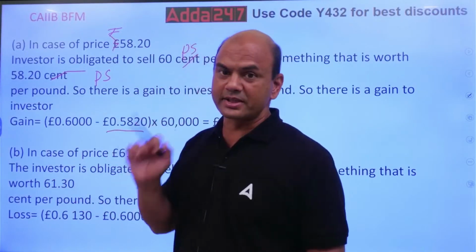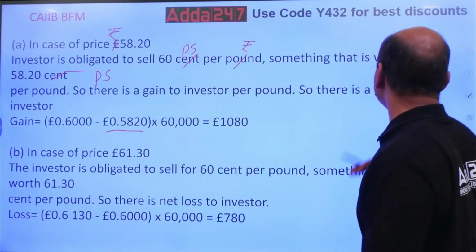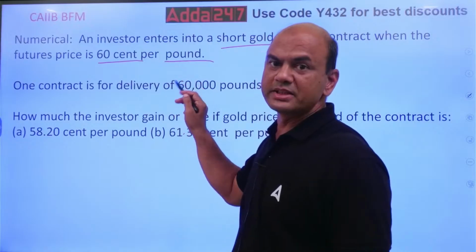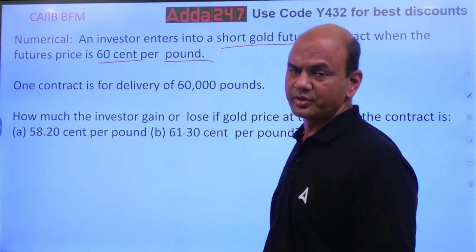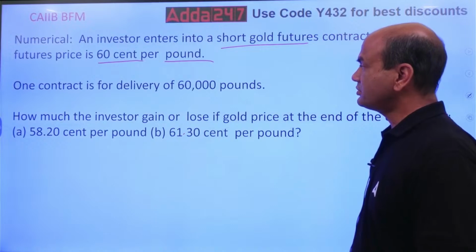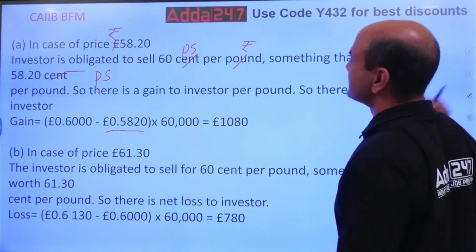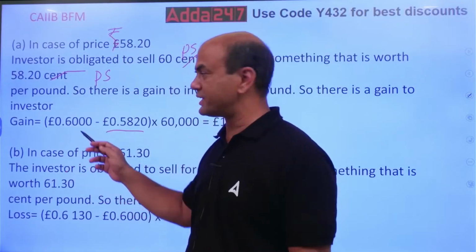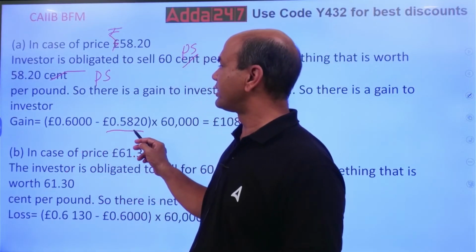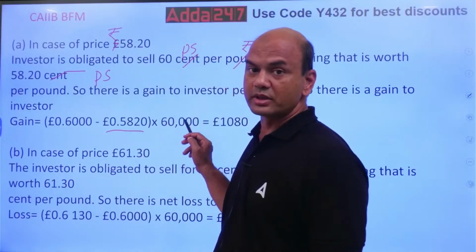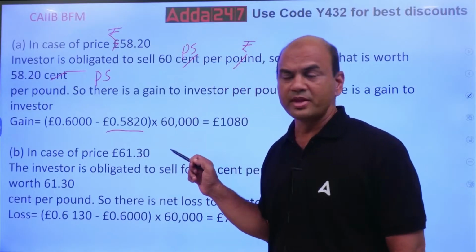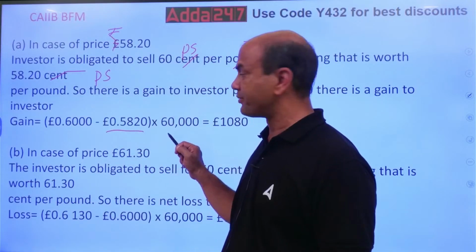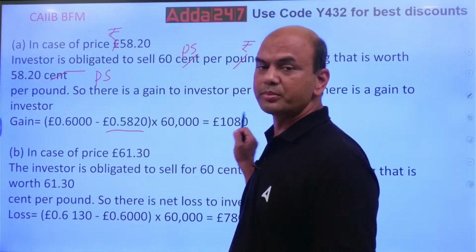What is the present price? See, the rate given initially is 60 cents per pound, which means 60 paise per rupee. Now what is the difference? 60 means 0.6. So 0.6 minus 0.58 into 60,000, because the total net amount invested is 60,000. So 0.6 minus 0.5820 into 60,000 equals 1080 rupees.